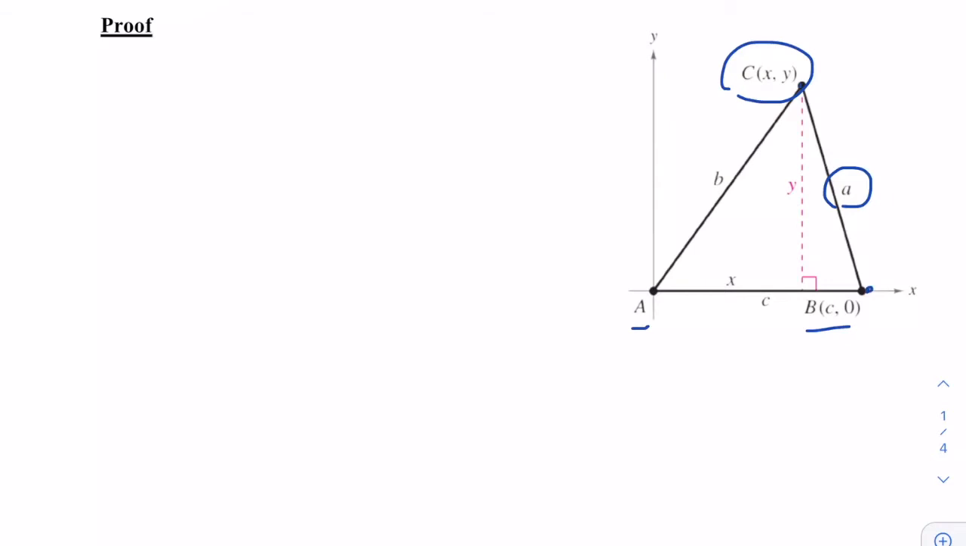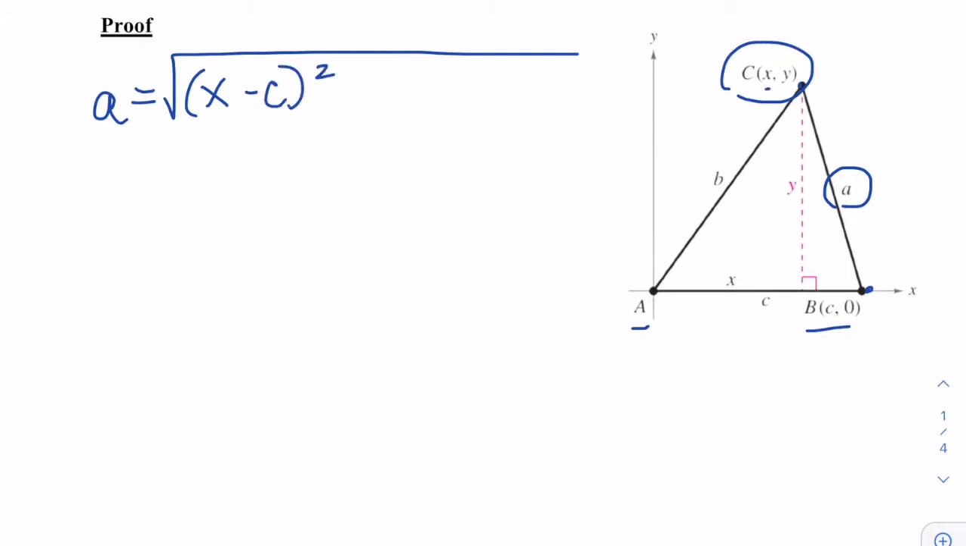So I know that for A, just using the distance formula, well, I can subtract X minus C, then square that. Those are two coordinates for X. And then we could add Y minus 0 squared, just using the distance formula. So for looking at this right triangle, we first have to figure out what's our X and Y.